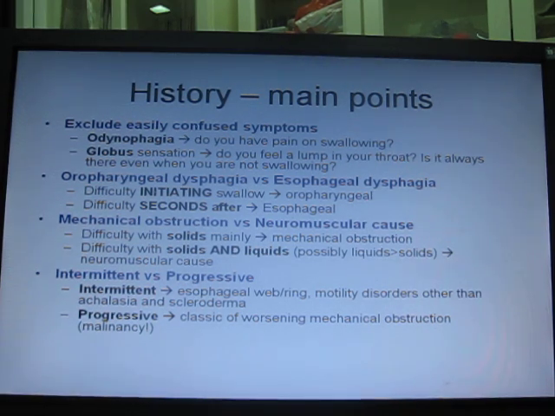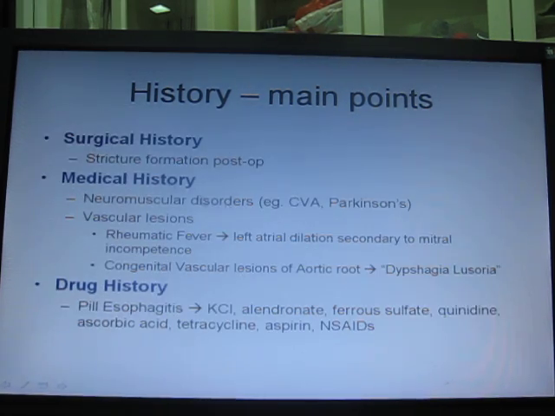The next thing to ask is whether it's intermittent versus progressive, because progressive is really classic of some worsening mechanical obstruction like malignancy. I spelled it wrongly there. In the surgical history, it's important to ask whether they had any operations done before, especially to the head and neck or esophagus region or stomach, because this can induce stricture formation post-op. Also important to ask whether they have any history of head and neck cancer, because they might have undergone radiation. If they underwent radiation, it can cause radiation strictures.